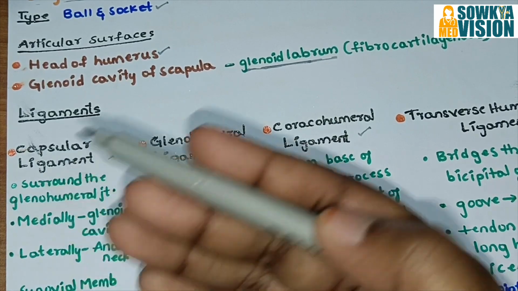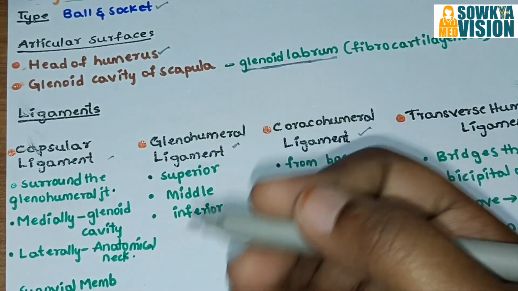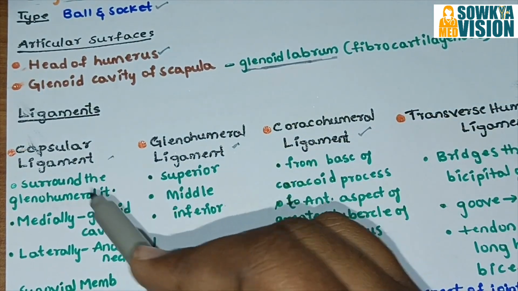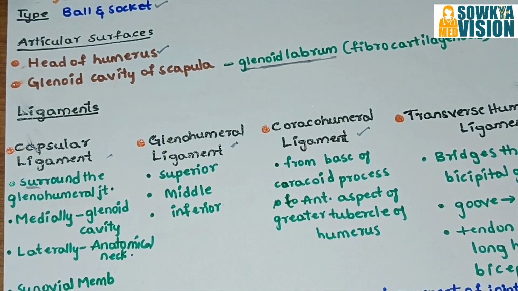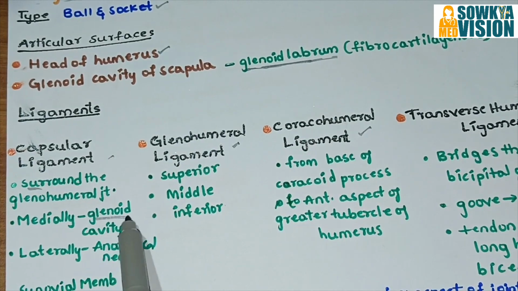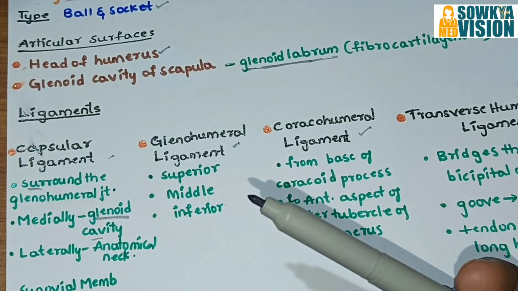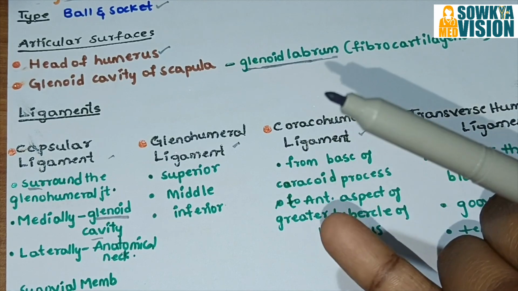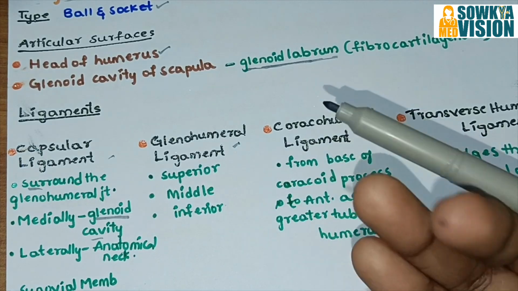There are four articulations. What are they? Glenohumeral joint, acromioclavicular joint, sternoclavicular joint, scapulothoracic articulation. So here the capsular ligament surrounds the glenohumeral joint. Medially it is attached to the glenoid cavity and laterally it is attached to the anatomical neck of the humerus. There are three necks of the humerus. What are they? Anatomical neck, morphological neck and the surgical neck.